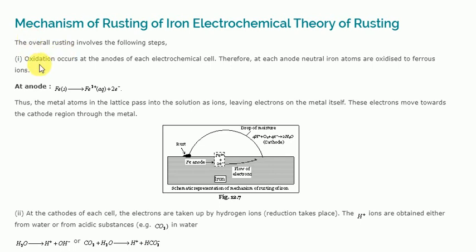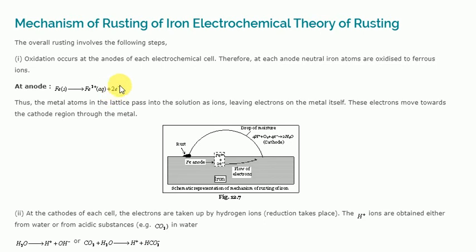The first initial step is the oxidation of iron. What is the oxidation of iron? Just imagine this is an iron rod. In this iron rod, what happens? Here, the iron atom acts as the anode. Whenever something acts as an anode, it undergoes oxidation. So here, iron loses 2 electrons and forms Fe2+ plus 2 electrons.